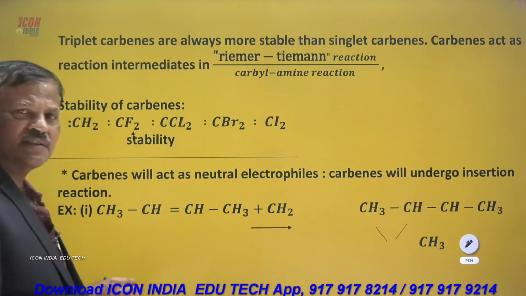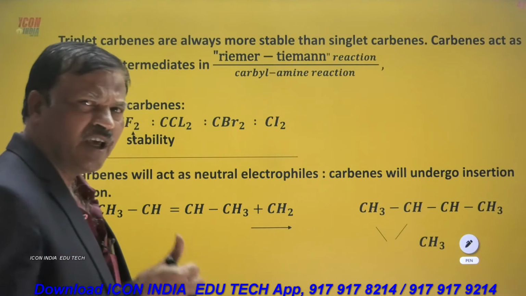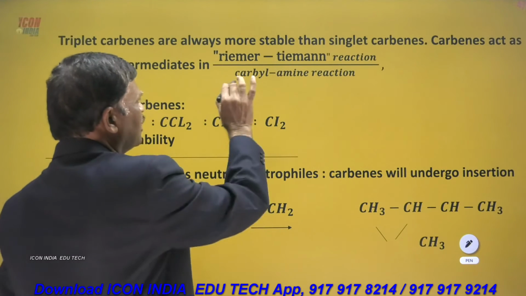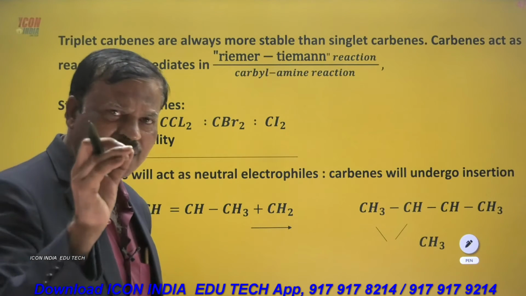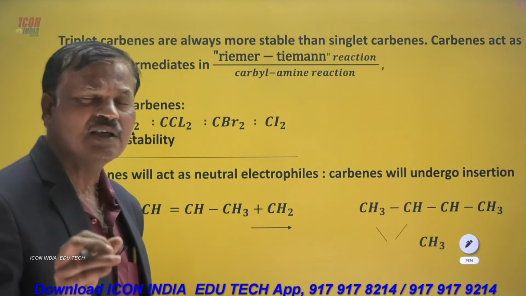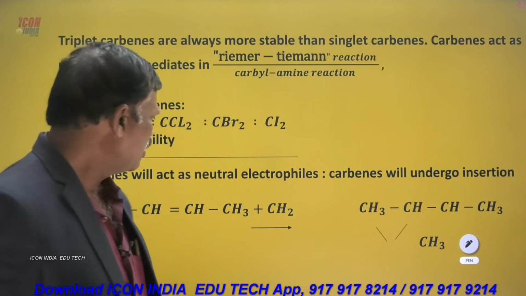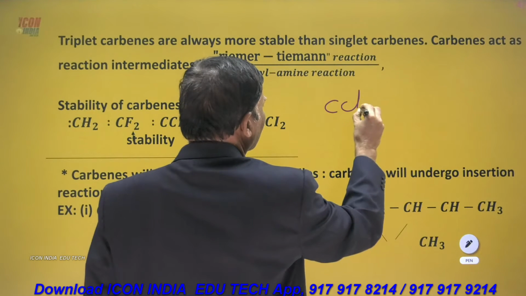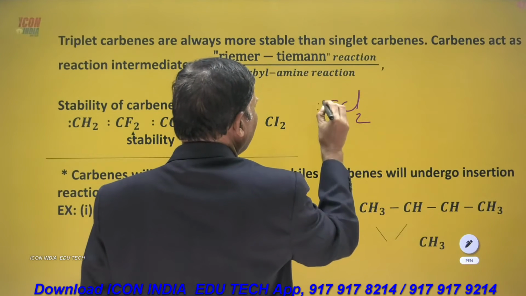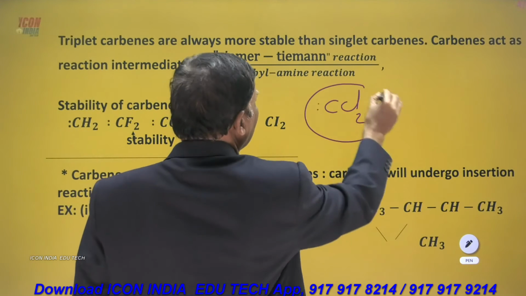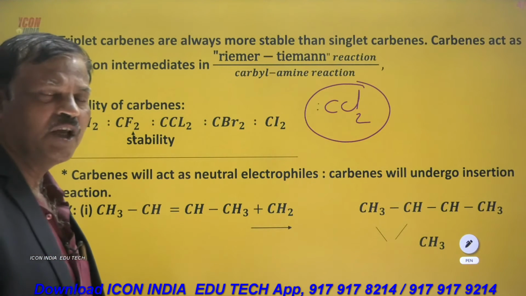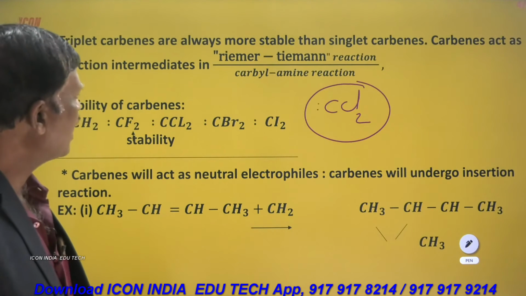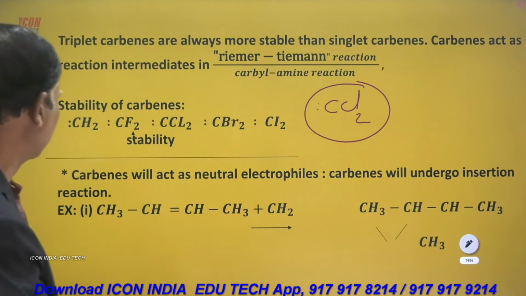Now, the most important thing is where you have come across these carbenes as intermediates. These are formed in Reimer-Tiemann reactions and carbylamine reactions. In those reactions, carbenes are formed as reaction intermediates, particularly dichlorocarbene, CCl2. This dichlorocarbene is formed as a reaction intermediate in the Reimer-Tiemann reaction. That is a very good intermediate in that very important reaction, the Reimer-Tiemann reaction.